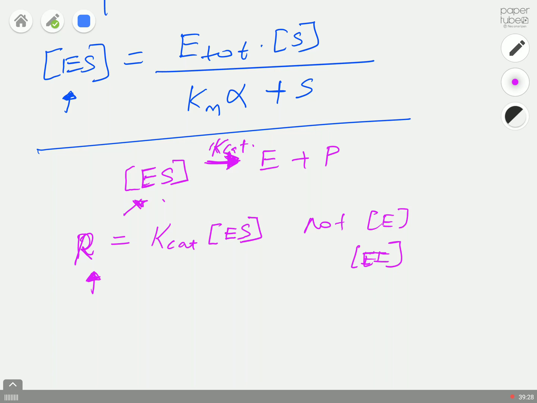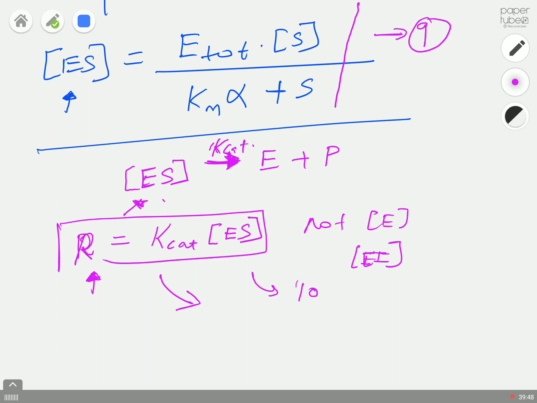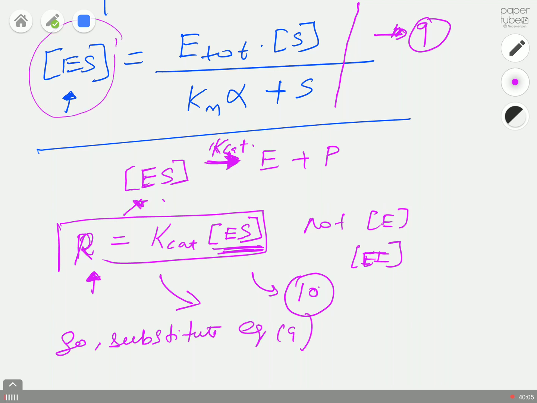Yeah. So this is exactly the same assumption that we made when we derived the Michaelis-Menten expression. So let's call this equation 8, let's call this enzyme substrate complex equation 9, and let's call this rate expression equation 10. So we know what our enzyme substrate complex concentration is, that we can get from equation 9. So substitute equation 9 here in equation 10.